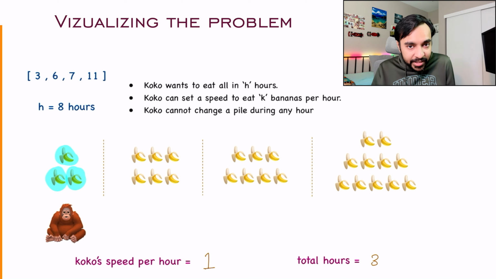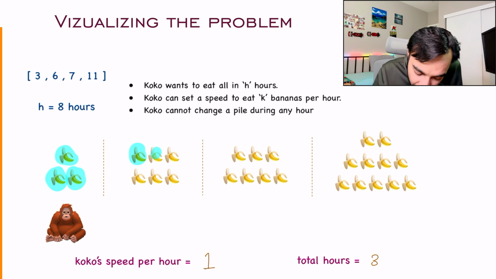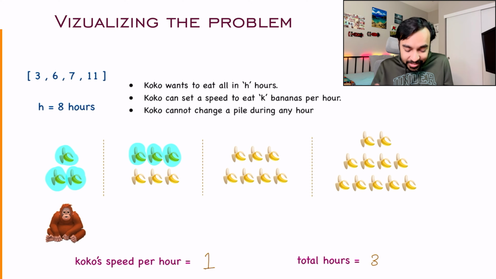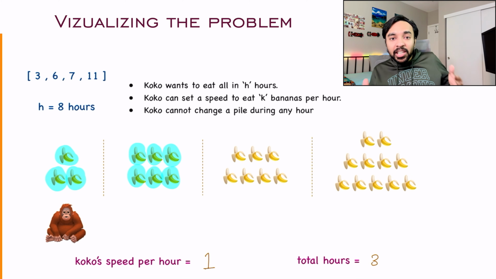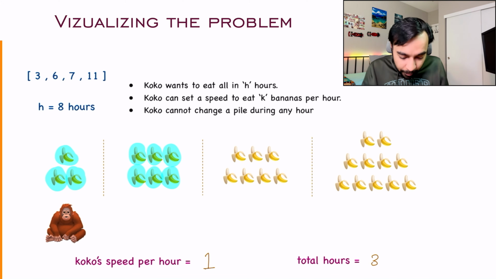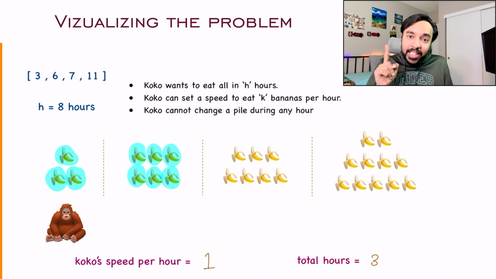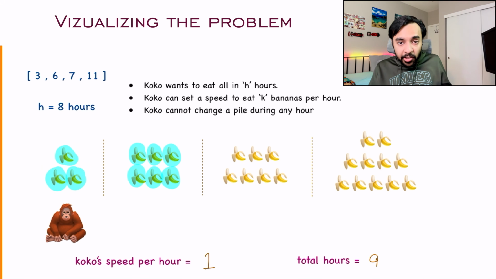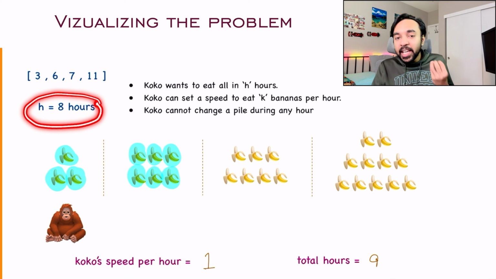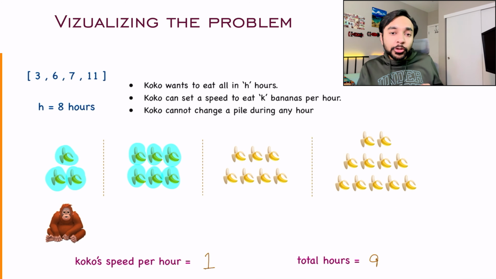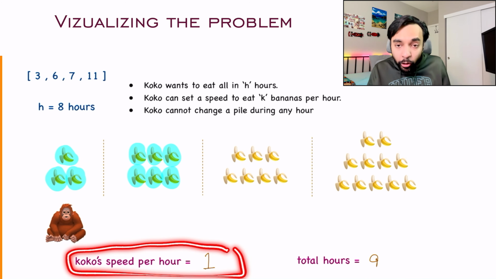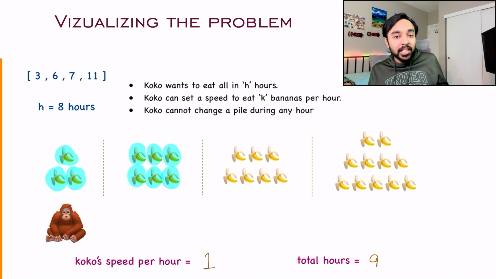Now she will go on to the next pile. Once again, she starts to eat 1, 1, 1. So 3 plus 3 is 6, and then 7, 8, and 9. To eat these 6 bananas, she will need 6 additional hours, because her eating speed is only 1 banana per hour. So she took a total of 3 plus 6, that is 9. But the total time available was only 8 hours, correct? Koko has taken 9 hours in total and she is not yet finished. So this eating speed was too slow. Koko needs to increase her speed, correct?